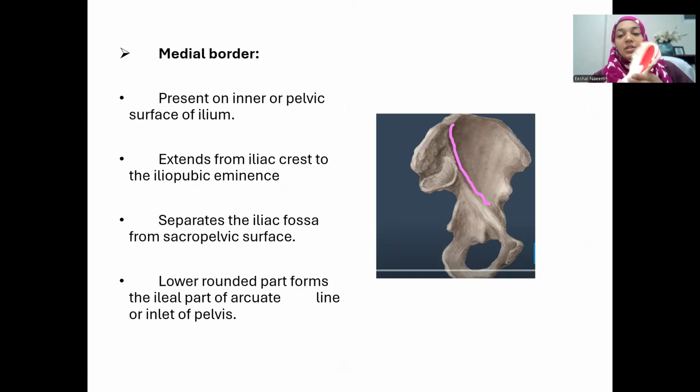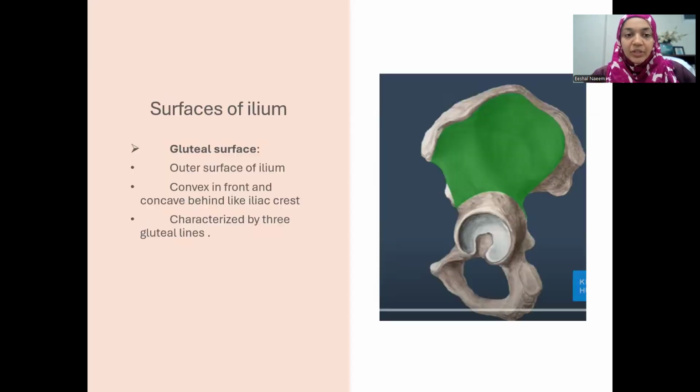Now the medial border, a revision here, the medial border was continuing into the iliopubic eminence, which was continuing as the pectineal line into the pubic tubercle. And then the surfaces of the ilium included the gluteal surface and the iliac fossa.